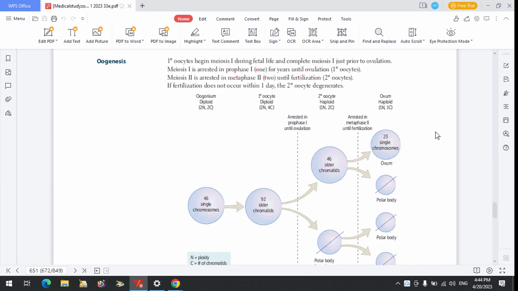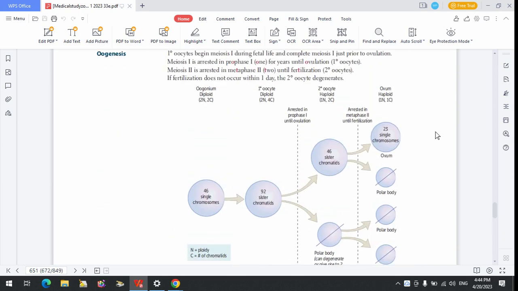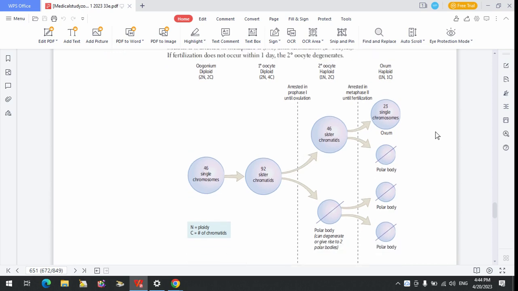So, with what you were saying, during meiosis 1, the oocyte is arrested until ovulation, right? So during a particular cycle, the oocyte moves on. When it's time for that egg to be released, it enters meiosis 2. It undergoes prophase, then gets arrested at metaphase.